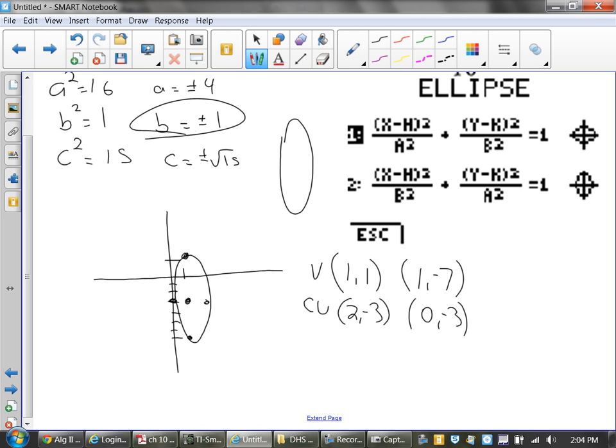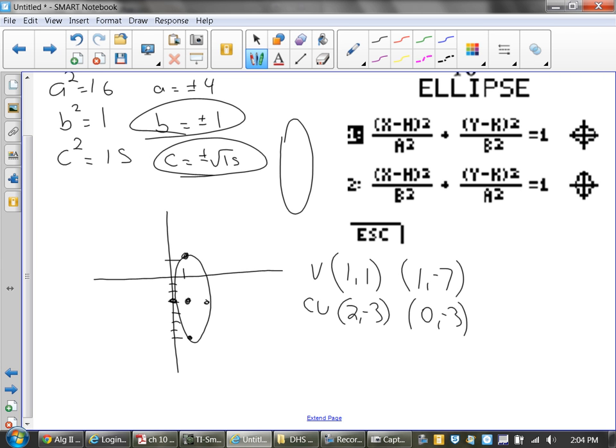There's my ellipse. The last thing that I have to do is plot and list my focus, because the ellipse does not have the asymptote, so I don't have to worry about that part. My C value is the distance from the center to the focus. Now, if my ellipse is moving up and down, what am I adding to, the x or the y coordinate for the focus? It's moving up and down.